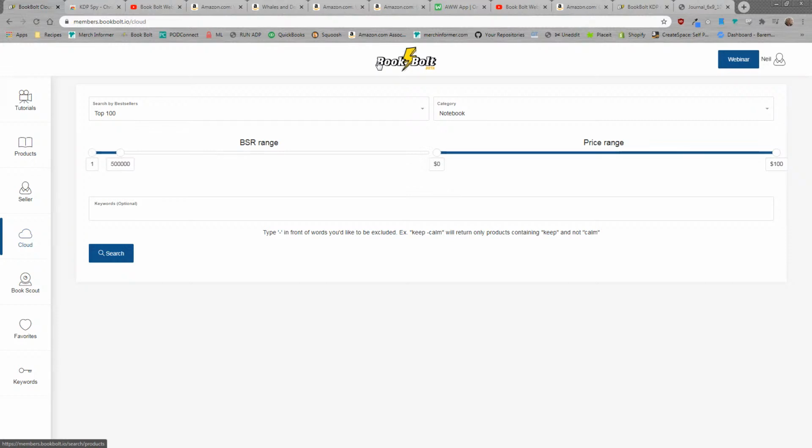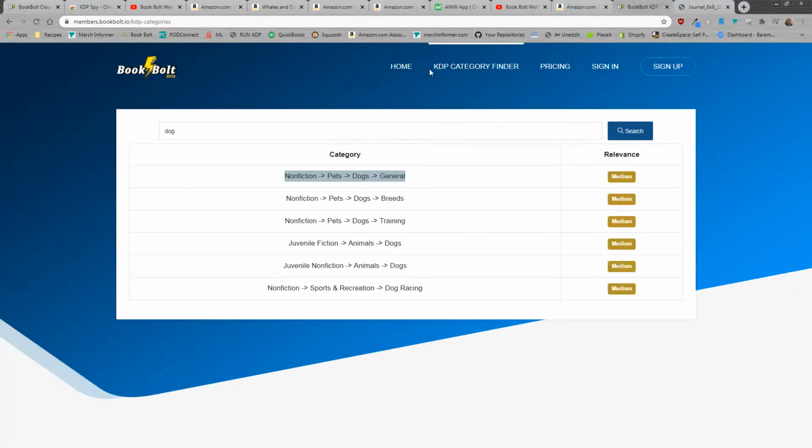One more question. I submitted a book last week and the first 2 pages were blank. How do you create the first 1 to 2 pages on a blank notebook? If you're going to do a blank notebook, I wouldn't really create blank pages. I'd probably put an intro page, something like that. But what you can do is if you come over to Book Bolt, we're going to go to the home page.